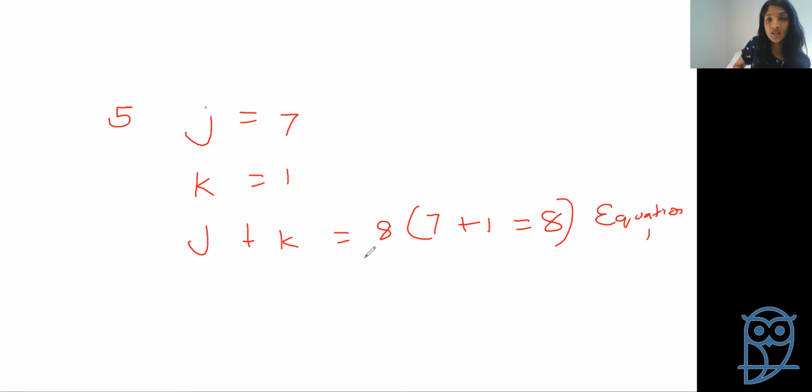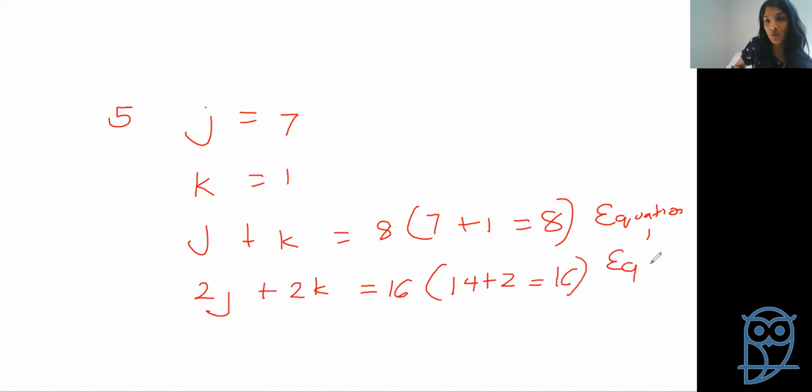And then we say 2j plus 2k is equal to 16. We'll open brackets, 14 plus 2 is equal to 16, and we'll call this equation 2. And that's how we will have a solution for this particular equation. So let's do number 6.